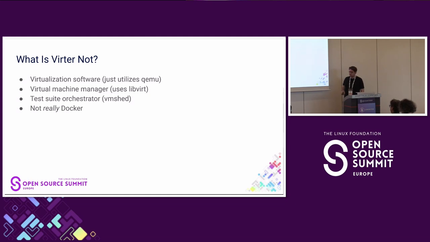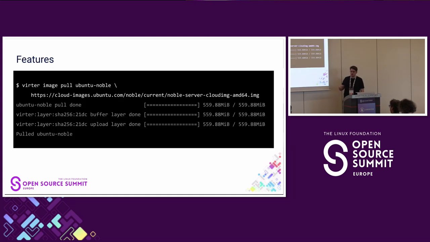Right, so let's take a look at how it would actually look like to use Virter. So let's say we're trying to pull an image. We just say Virter image pull, right? And then let's do an Ubuntu Noble. If we know the cloud image URL, we can just supply that and it will download the image and get it into the right format, upload it to LibVirt, and we have an image.